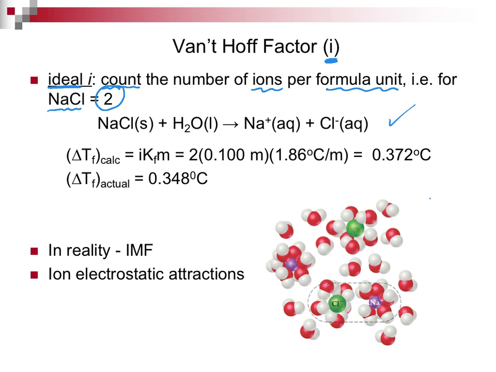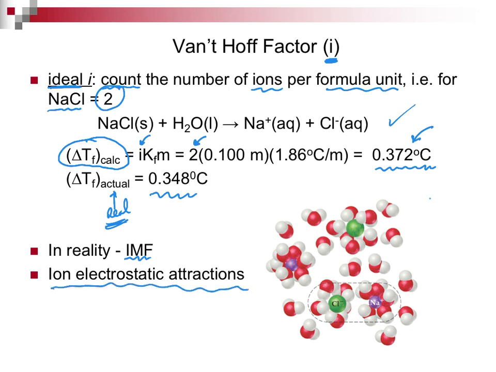This is the equation. So I can insert this i value into my equation, and I can say if I'm going to calculate the actual change in temperature for something like freezing, now I put the number 2 in there because there are 2 particles, and I come up with an ideal delta Tf of 0.372. Issue: I go in, the actual is real, I measure it, and it is 0.348. So in reality, we have intermolecular forces. We have ions that attract themselves to one another.